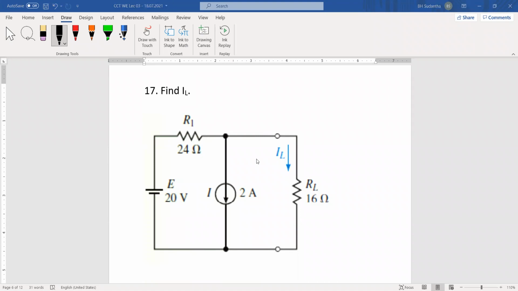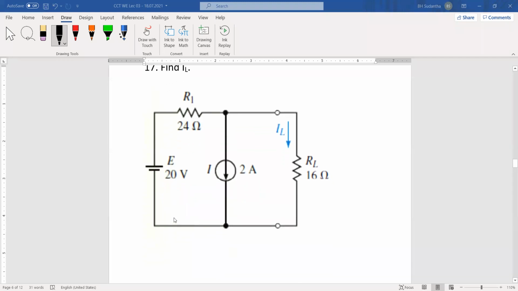Okay, with this question, you have one voltage source and one current source. Then we have to find IL going through this load resistor, RL. The load resistor is 16 ohm, RL. Then we have the two sources, one is a current source and one is a voltage source. Shall we try this type of question?